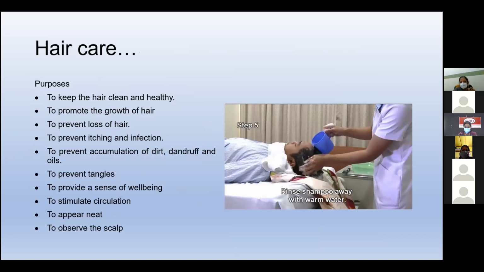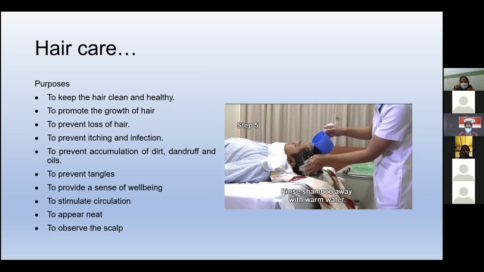Next comes the hair care. This is also very, very important, because when the patient is in bed for a long time, we very much like to give a bed bath. But hair care, most of the nurses are many times afraid, and patients also find it very funny. They will say, no, no, we don't want any hair care.